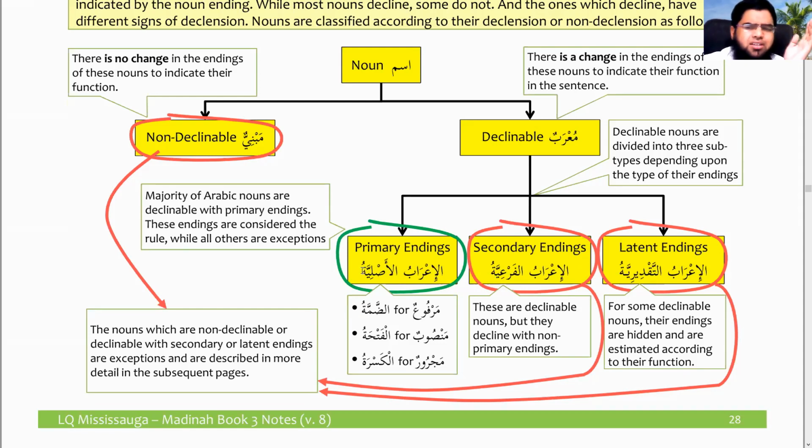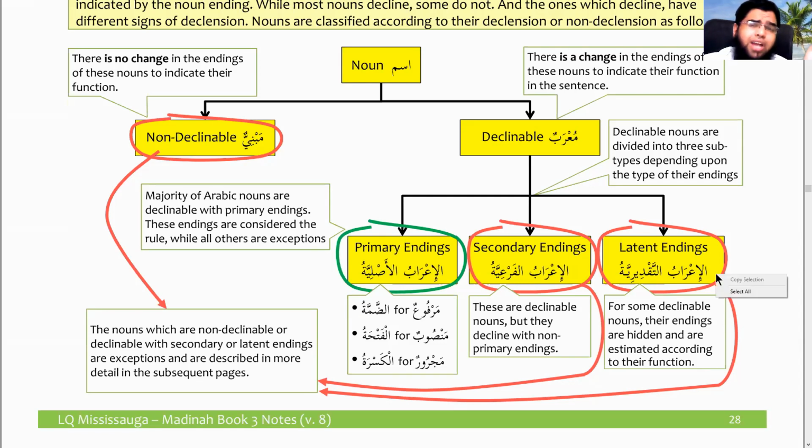Basically, you'll find these: marfu, mansub, and majrur. But here also, far'iyya, you'll find secondary endings also. In other types of words, like Jama Muzakkar Salim, you look for una and ina. Duals, you see ani and aini. In Muannas Salim, atun, atin. Then zu, the asmaul khamsa. Then noon drops in verbs, right? A secondary, right? And there's taqdiri also.